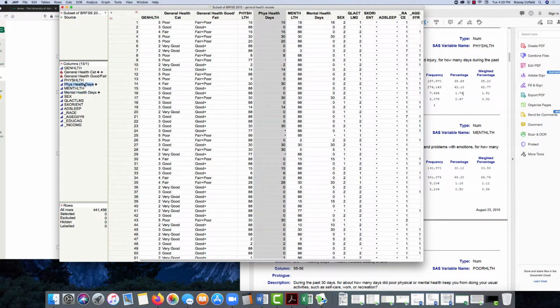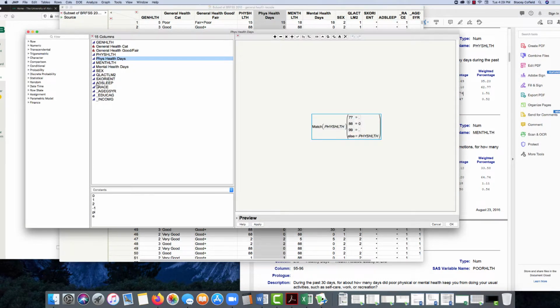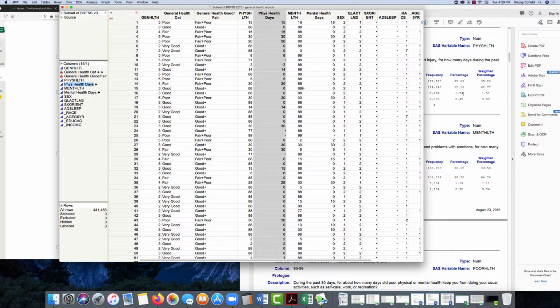Both numeric values. If you look over in the left side columns menu, there's this plus sign. If I hit the plus sign, it will bring up the formula. So you can see here, it's going to look for physical health. If it's a 77, it's missing. If it's an 88, it's a 0. If it's a 99, it's missing. Otherwise, we're just going to use their days response. That's why I saved the formula column. It will help you remember how things were recoded.